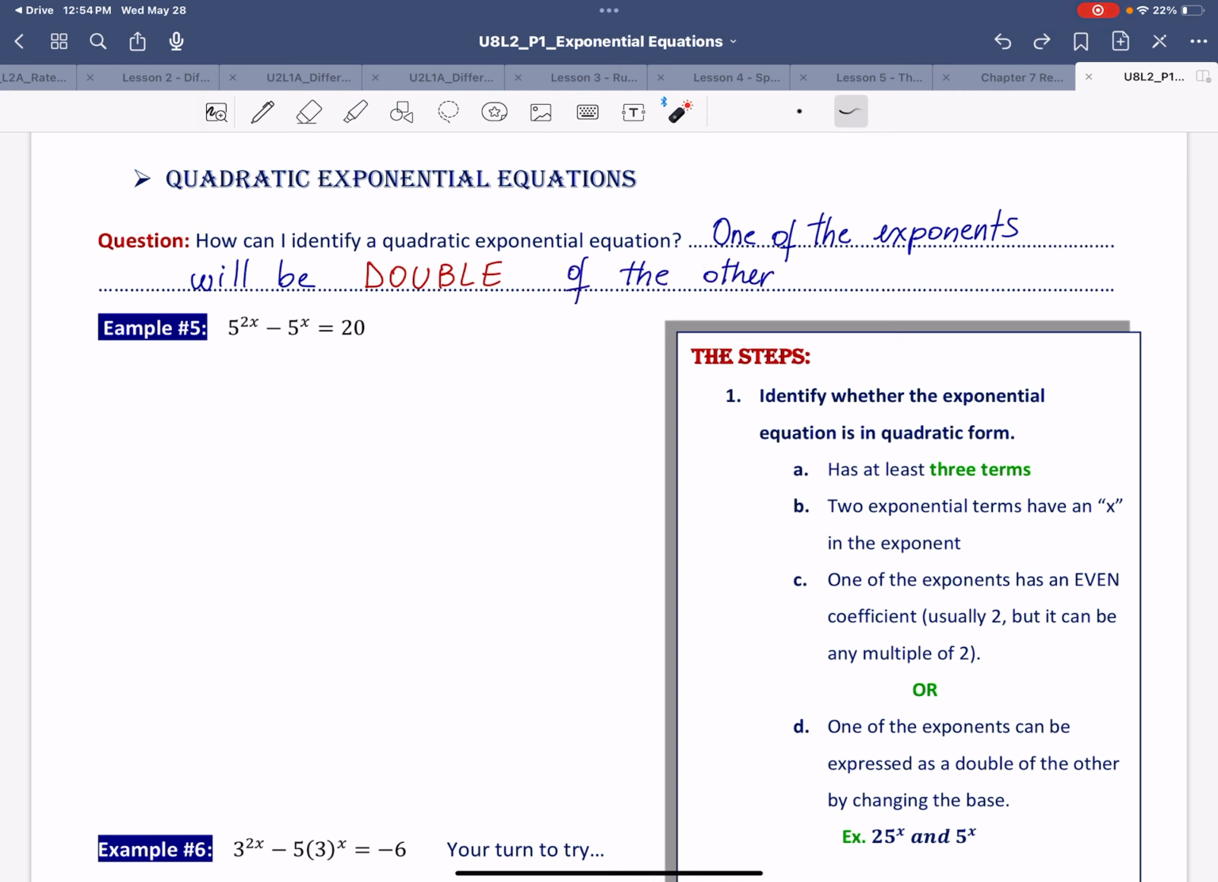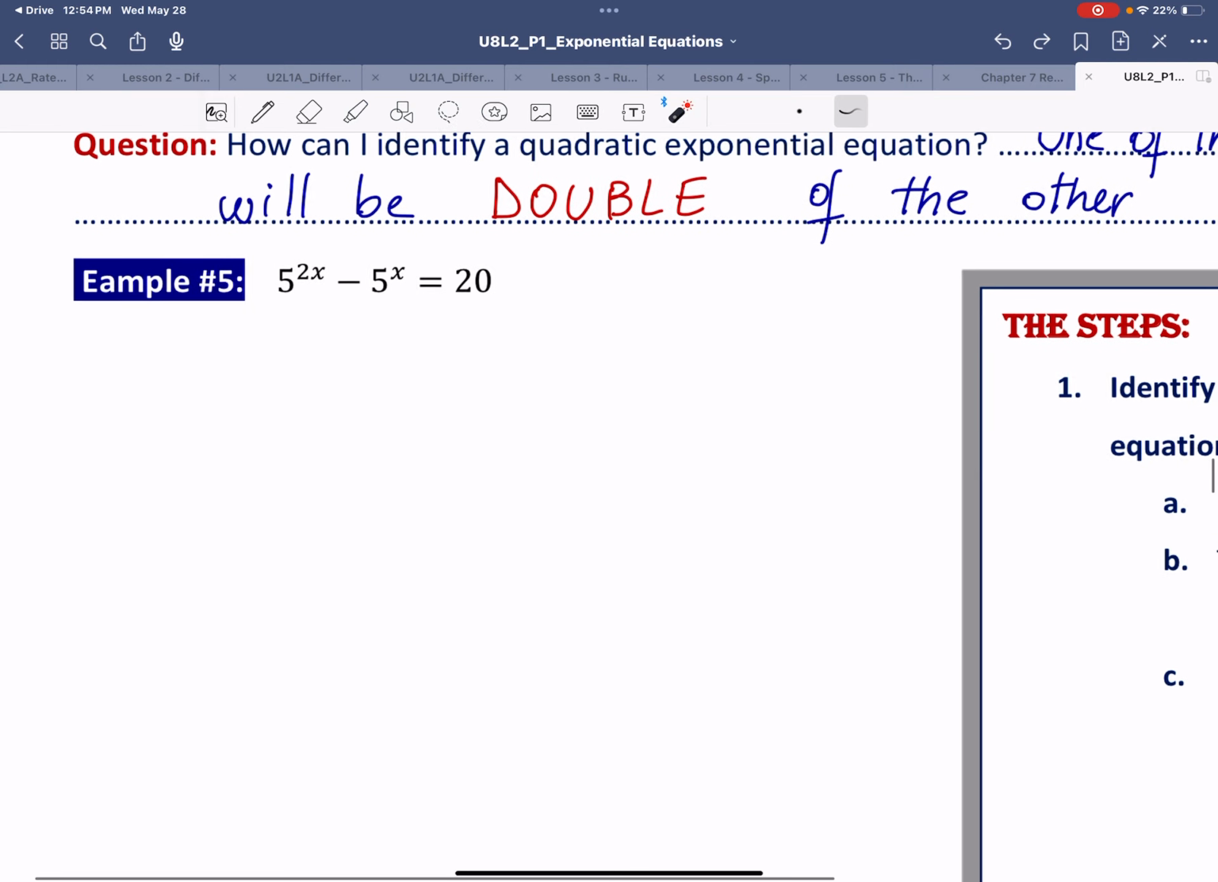So we're going to have two terms in exponential form, and one of the exponents will be double the other. And here is an example: 5 to the power 2x minus 5 to the power x equals 20. As you can see, we have 1, 2, 3 terms. Two of the terms have x in the exponent, and that's what makes this an exponential equation.